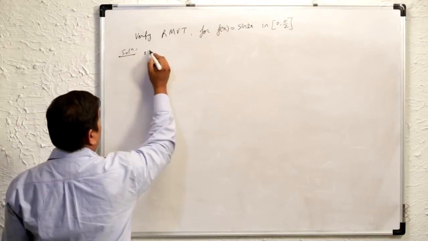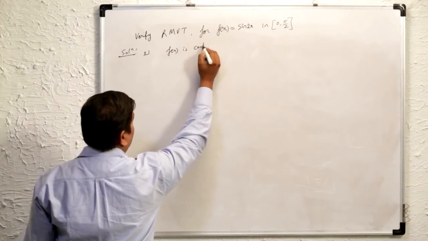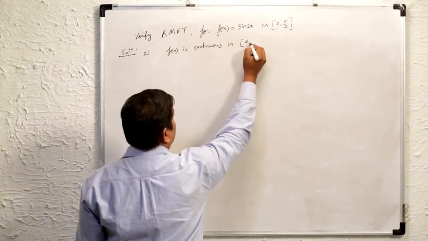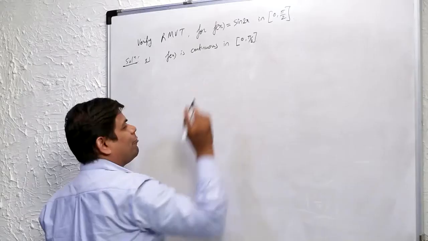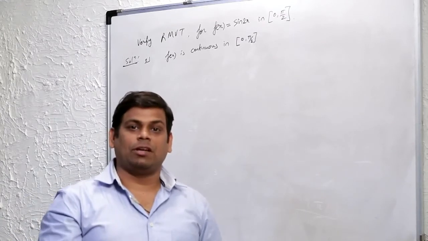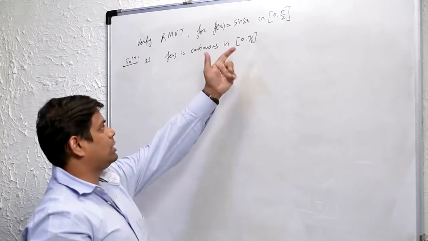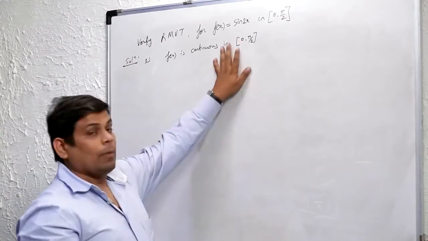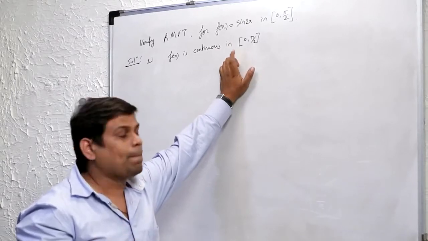First statement will be f of x is continuous in closed interval 0 comma pi by 2. You don't need to define whether it is a trigonometric function or algebraic function or exponential function, no need to write all this. What one has to write is f of x is continuous in closed interval a comma b, in this case a is 0, b is pi by 2. Don't forget to write closed interval. The moment you write open interval, you will lose 1 mark here.